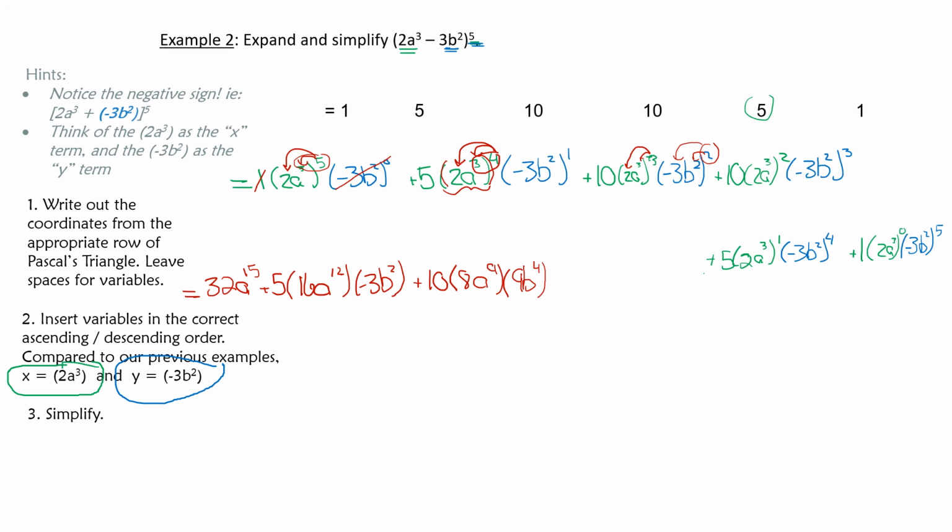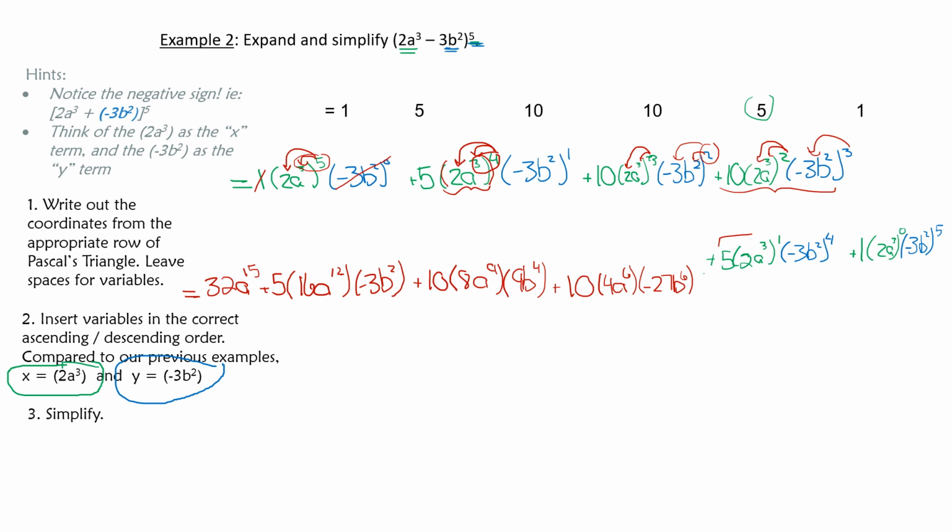Next piece is here. Get the 10 again. This power of 2 comes into the 2, to the power of 2 is 4. A cubed and then squared is going to be a to the power of 6, times negative 3 cubed. Negative 3 times negative 3 times negative 3 is negative 27. B squared cubed is b to the power of 6.